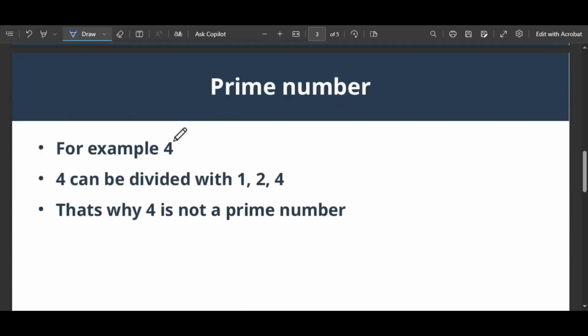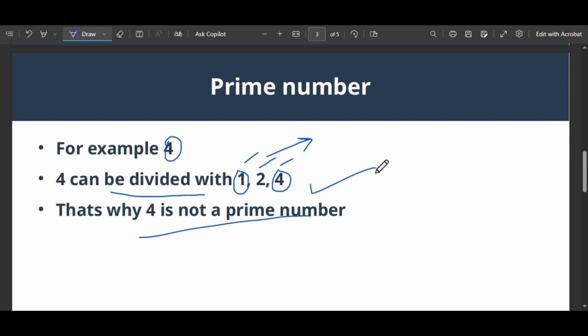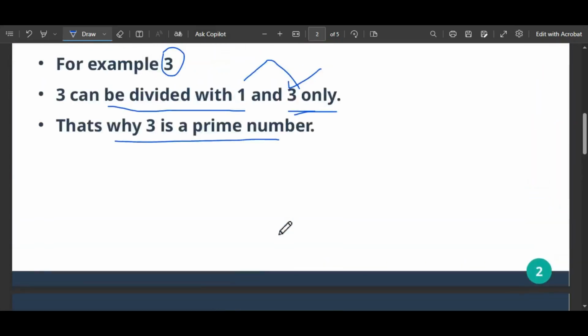Now if you take an example of 4, there's a trick here. 4 can be divided using 1 and 4, but it can also be divided using 2. To become a prime number, 4 should only have two factors, that is 1 and 4, but it has an extra factor, an extra number that can divide it, that is 2. That is why 4 is not a prime number. Simple. Here there are three numbers that can divide number 4. That is why it's not a prime number.